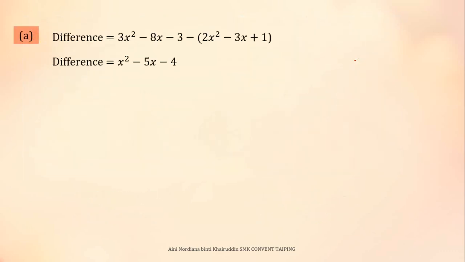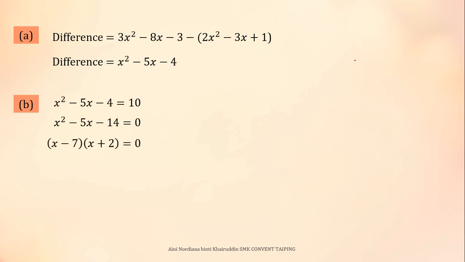From the difference we got just now, we equate it to 10. Then we write in the general form of a quadratic equation, and then factorize this equation, and then we get the values of x as 7 and negative 2. The negative number we ignore, so we choose x equals 7.